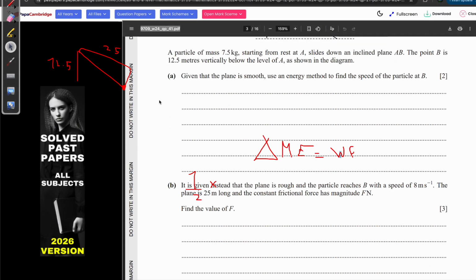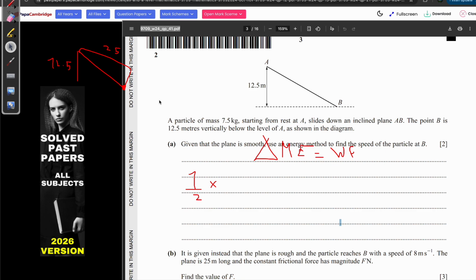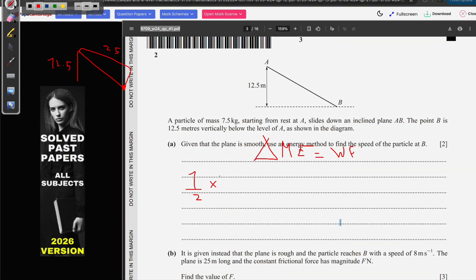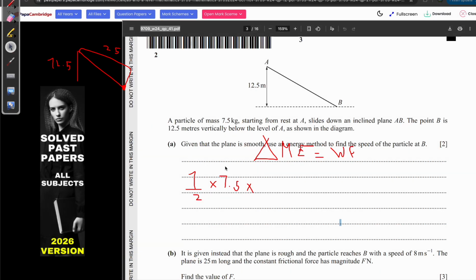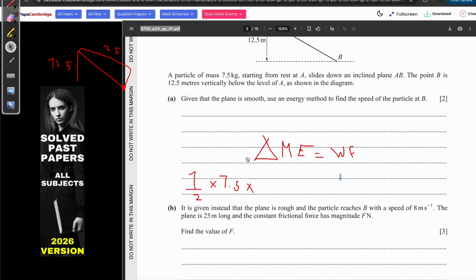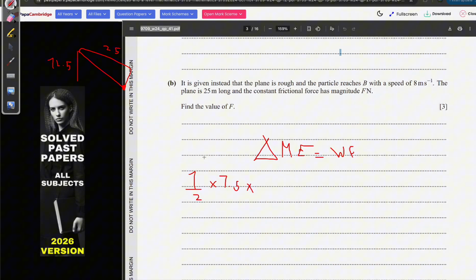As we said, the final has only kinetic energy, so half times 7.5 times v squared, they said v is 8, so 8 squared, minus mgh. M is 7.5, times 10, g, is 75, times 12.5, is equal to the work of friction.